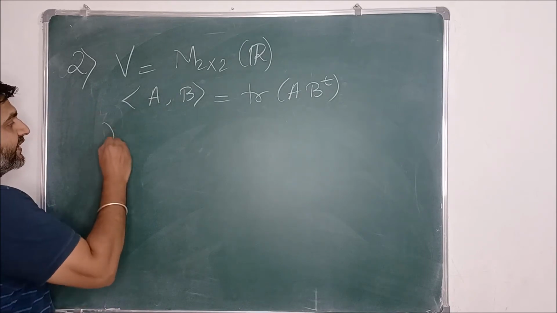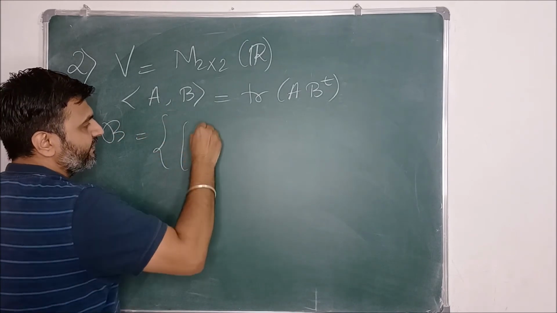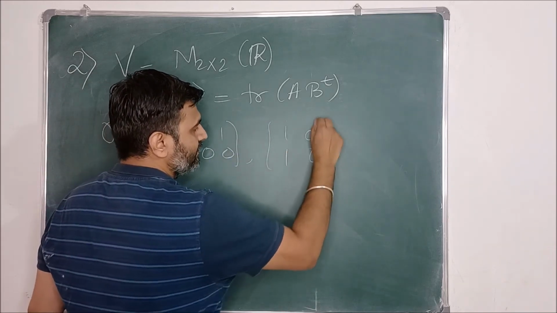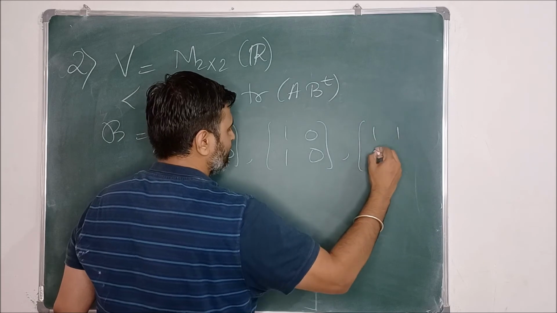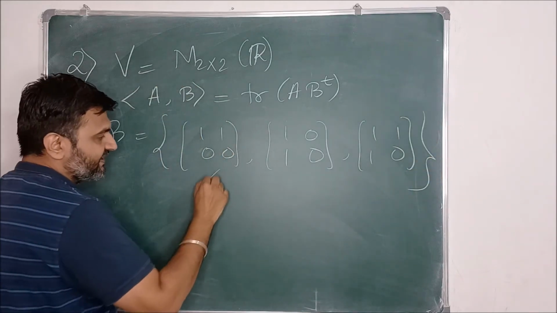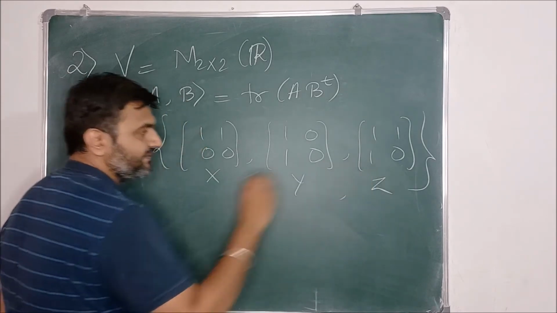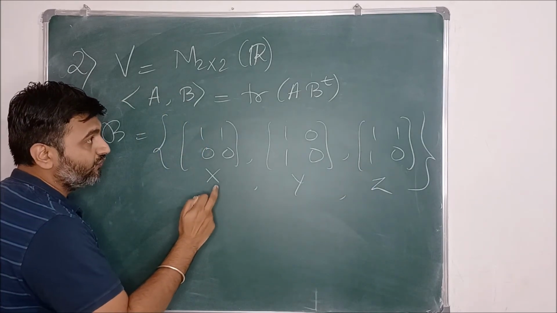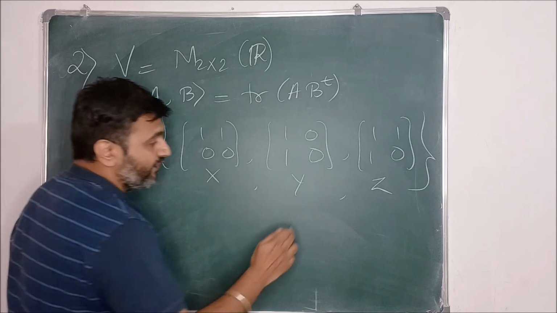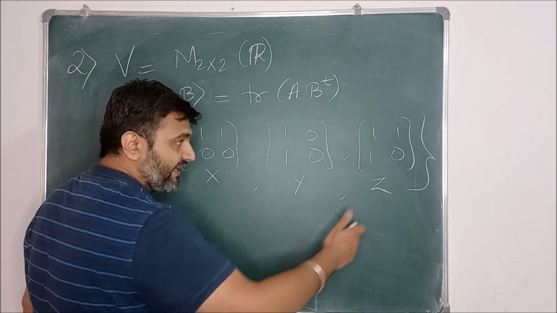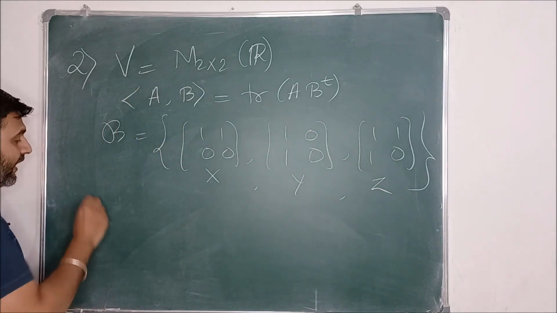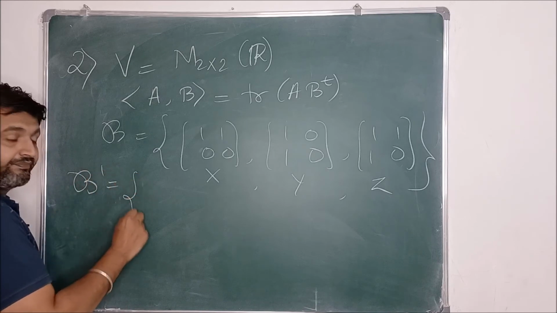So here, if I give you B to be, say, [1 1; 0 0], and take [1 0; 1 0] and [1 1; 1 0], you call these X, Y and Z. You can check that if you find X into Y transpose and its trace, it will come out to be non-zero. You find Y into Z transpose, find its trace, it will be non-zero. So this is not an orthogonal set. I want to find an orthogonal set.